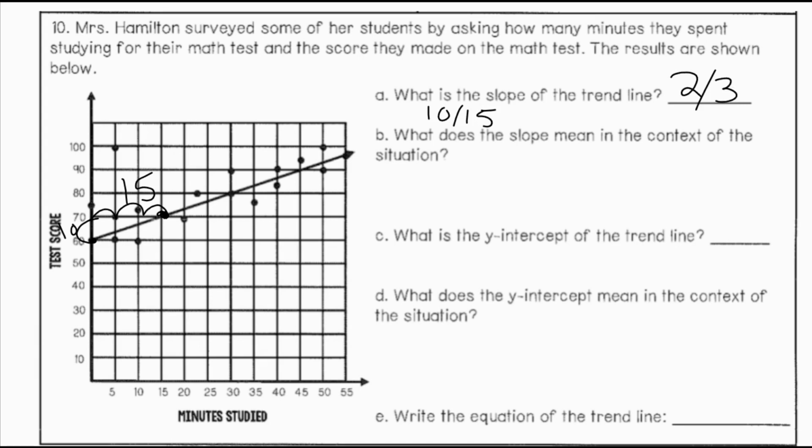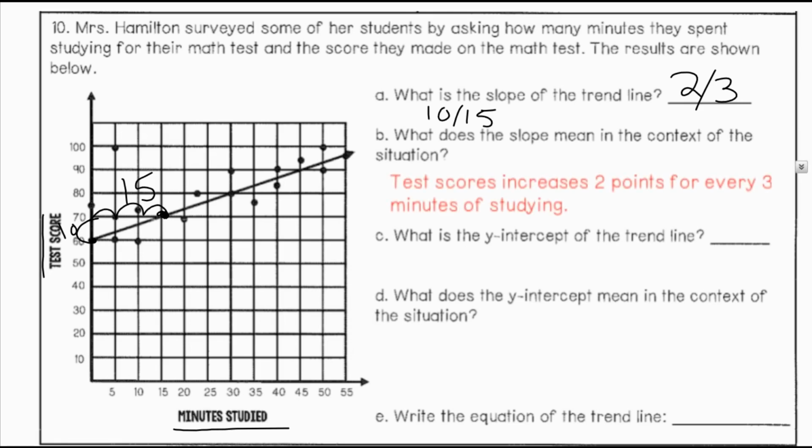Now it says, what does the slope mean in the context of the situation? Notice my x-axis is minutes studied and my y-axis is test score. So if I study for 2 minutes, then my test score will increase by 3 points. What's the y-intercept of the trend line? Again, this was a point that we used to find the slope of the trend line. That was 0, 60. So 60 is my y-intercept. What does this mean? If you study for 0 minutes, then your test score should be a 60.